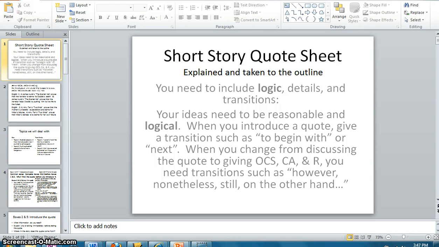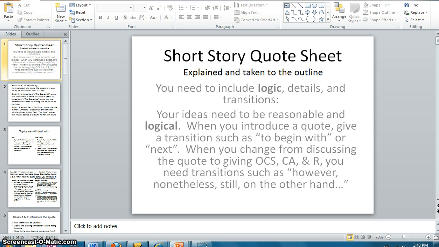We're going to talk about your short story persuasive papers. We are working on a quote sheet. You're going to take the quote sheet and apply it to an outline. The purpose of this flipped lesson is to help you understand how to fill the quote sheet out properly and how to apply what's on the quote sheet to your outline.